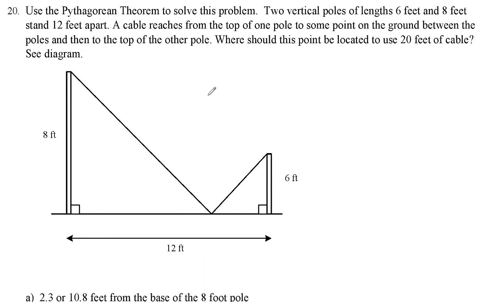And then lastly, number 20, finish up here. We're using the Pythagorean theorem, a squared plus b squared equals c squared, to solve the problem. We've got two vertical poles, length 6 and 8 feet, and they are 12 feet apart. So here's our 8-foot pole, our 6-foot pole, 12 feet apart here. And then a cable reaches from the top of one pole to a point on the ground between the poles, and then the top of the other pole. Where should that point be located to use 20 feet of the cable? So the total here of these two lengths is 20 feet. So this is our cable running down from one pole and then to the top of the next one.